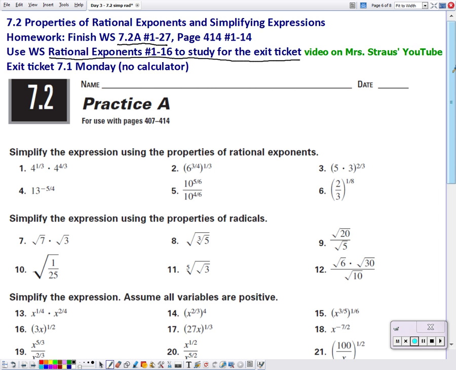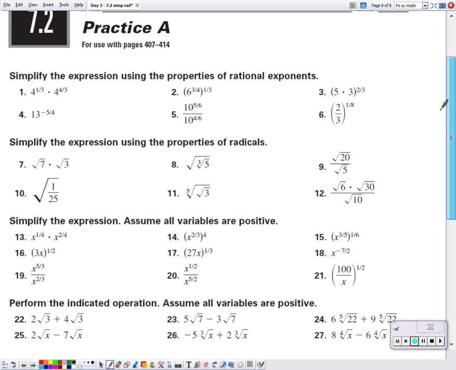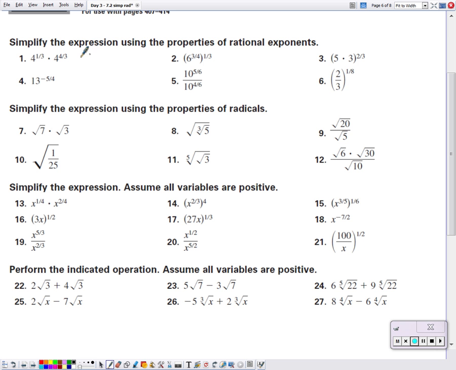Okay, the first 12 problems, guys, are all problems that deal with what we did yesterday. Here we have the same bases but different exponents, so we're going to add them, because those are the properties of rational exponents. Just like if you had x squared times x to the third, we would add the powers and get x to the fifth. Here we're going to add the powers and get 4 to the 5/3.